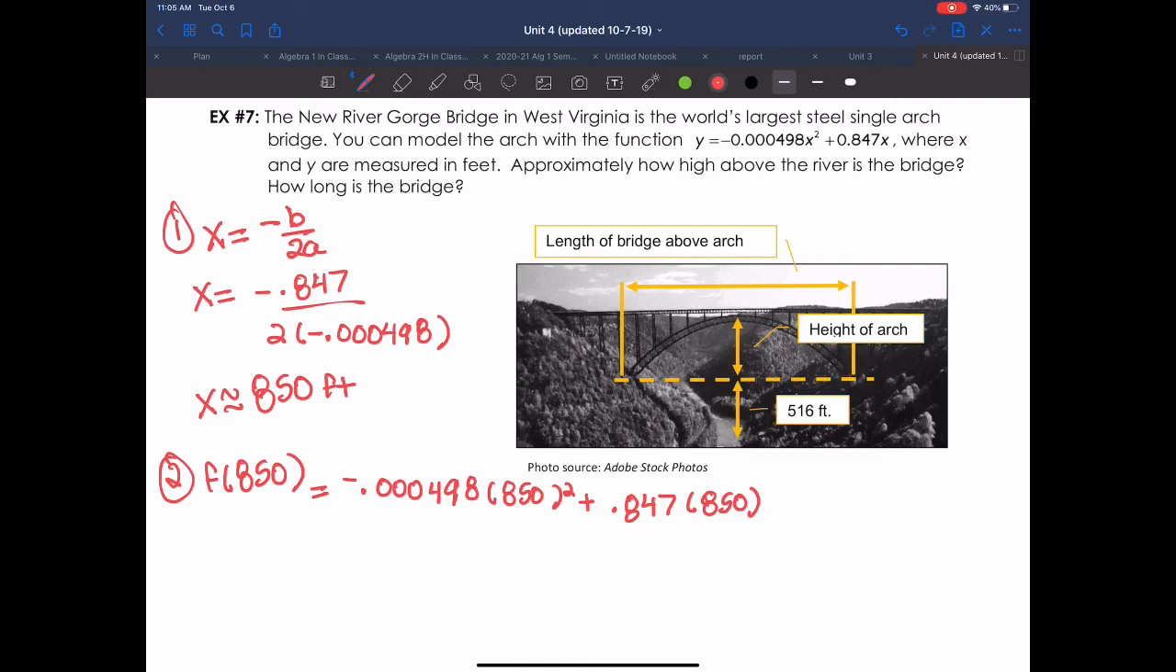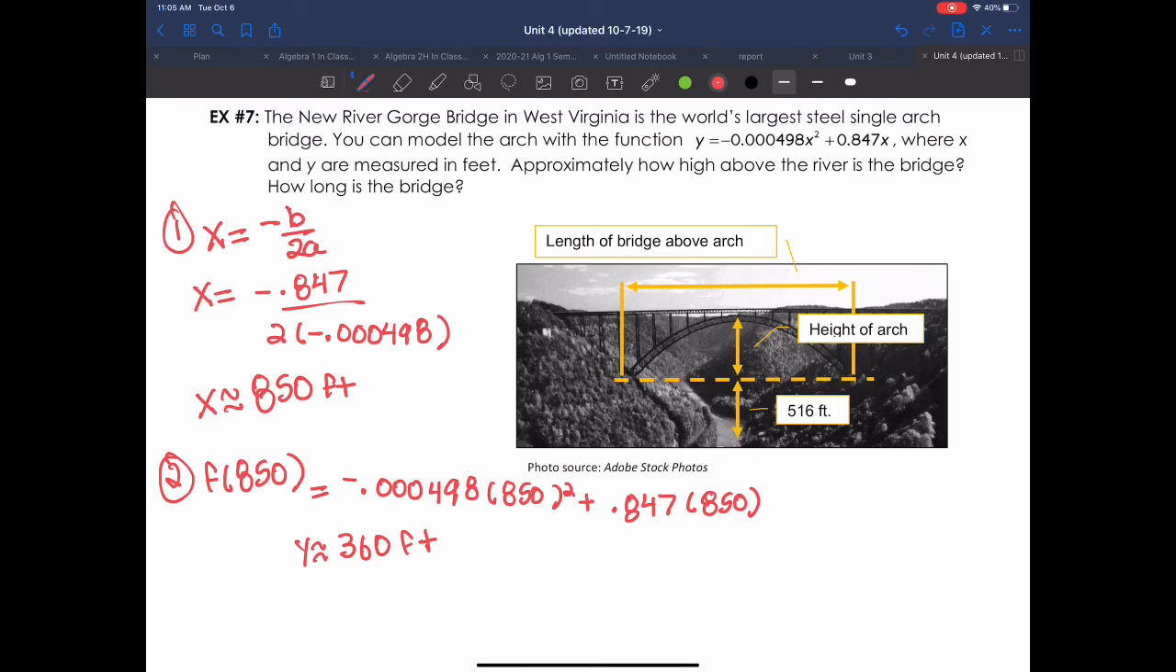Now this is going to simplify if I plug it into my calculator: negative 0.000498 times 850 squared plus 0.847 times 850. Oh my goodness, this comes out to about 360. So I'm going to say y is approximately 360. Okay, and once again, we are talking about feet. All right. Wow, that was really something.